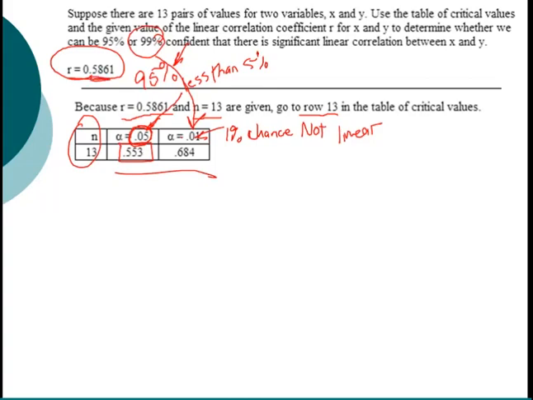And so all you have to do is analyze your correlation coefficient based on the 13 numbers that you're looking at. You go to this particular row, whatever your n is, and you look at these numbers. So it's asking, are we 95 or 99% confident? Well, 0.58 is not 0.68, but it's bigger than this one. So what that means is that we're in this area: we are 95% confident, but not 99% confident. So we say we are 95% confident for sure this is a significant linear correlation between x and y.